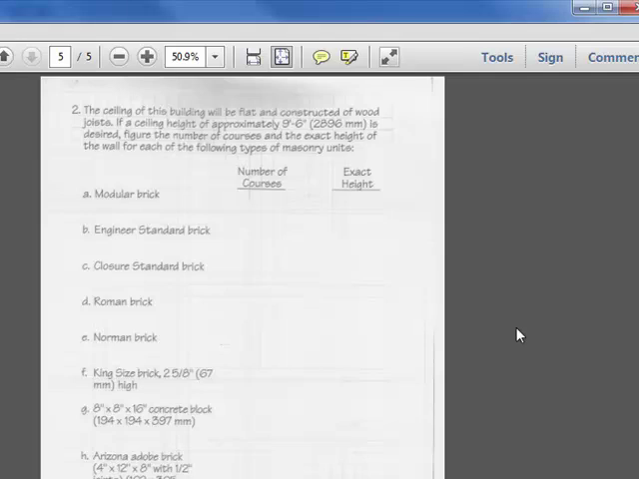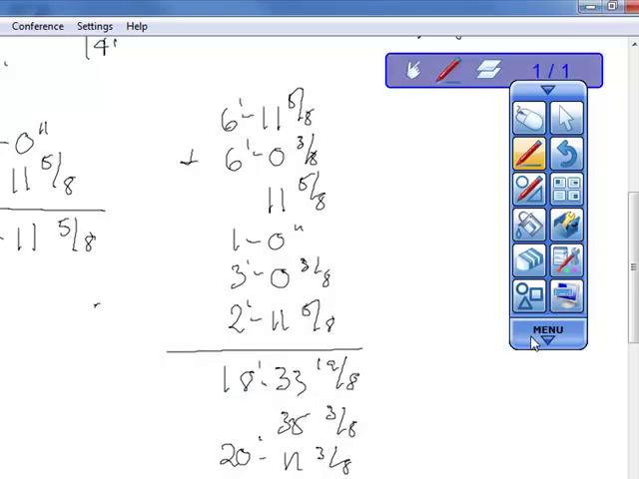So for the first one, which is modular brick, if you want approximately a 9'6" high ceiling, how many courses and the exact height of the wall for each of the following types of units. A modular brick is 2¼ inches high, right? So if we turn the 9'6" into inches, if you want me to work that out or just verbally do it? Yeah, that's fine. I just hate the way I draw them. 114. Is that what that is? Hold on, I'm going to get my stuff together.